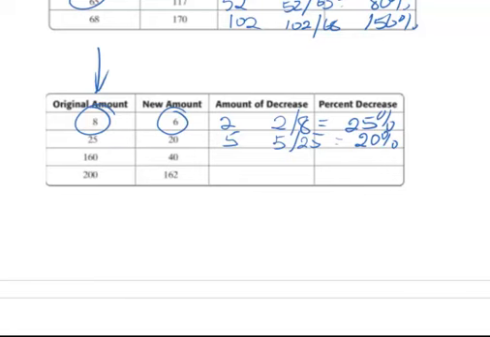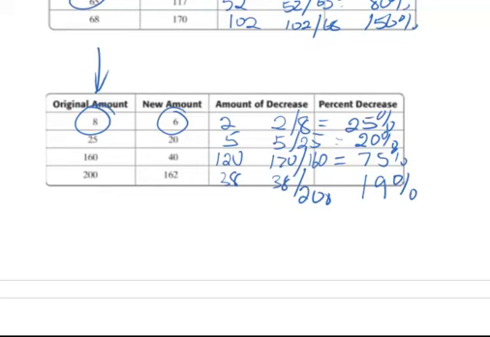And so for the next one I have here, from 160 to 40, that's a pretty significant drop. That went down by 120. So I'm going to take that number 120, divide it by 160, 120 divided by 160, 0.75 or 75%. And my fourth one, from 200 to 162, that went down by 38. So I take 38, divide it by 200. That should give me 0.19 or 19%.